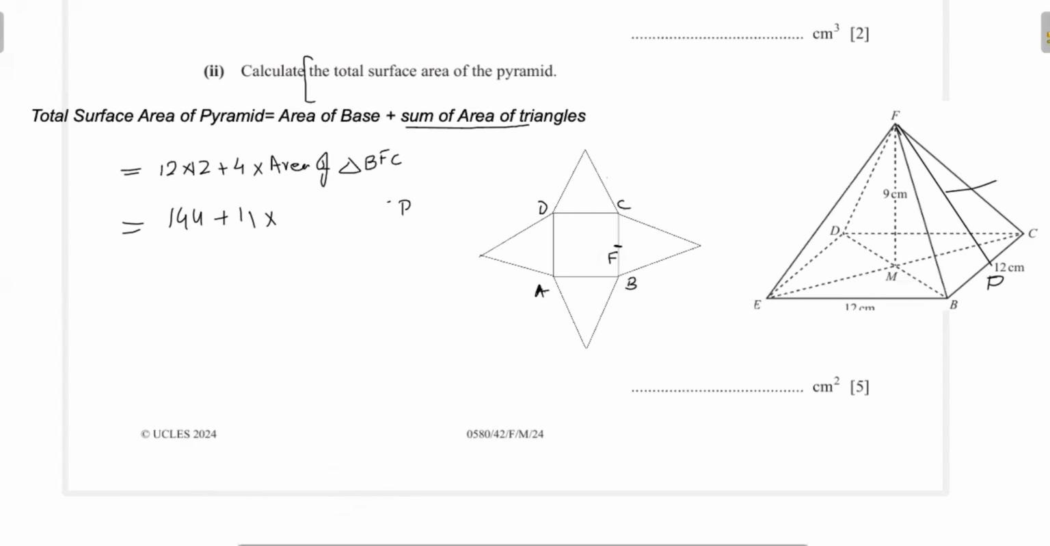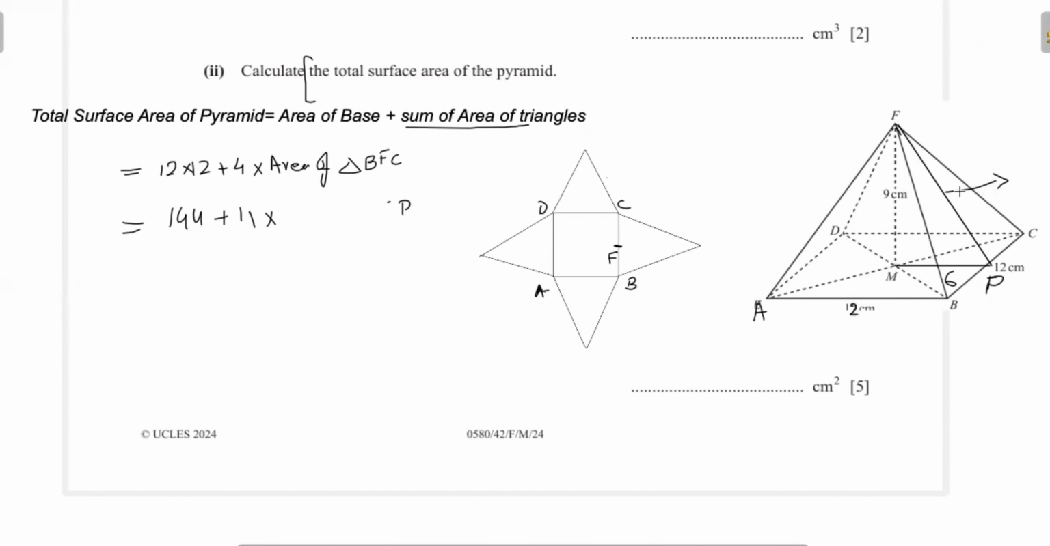We can calculate this length FP by using the right angle triangle FPM. You see here, this is the right angle triangle FPM. This height FM is 9 centimeter. The length of MP is half of BC. This is 12 over 2. This length is 12 centimeter. Therefore, half will be 6.